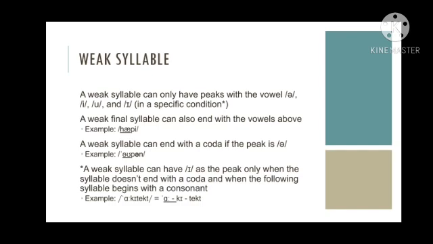Then a weak syllable can have i as the peak only when the syllable doesn't end with a coda and when the following syllable begins with a consonant. The example is "architect".